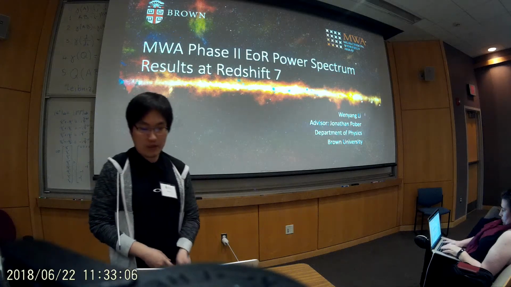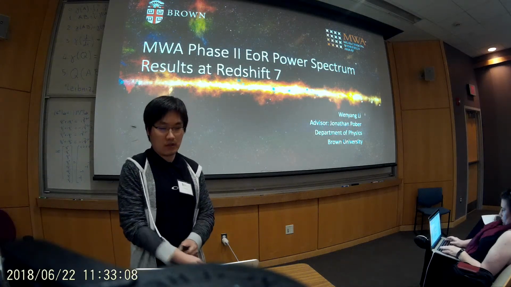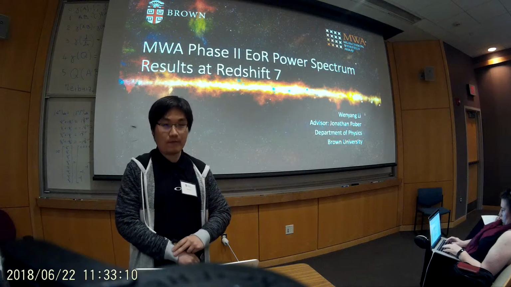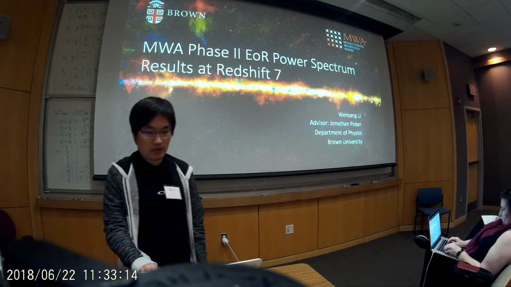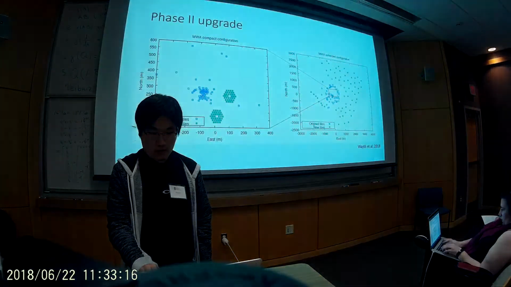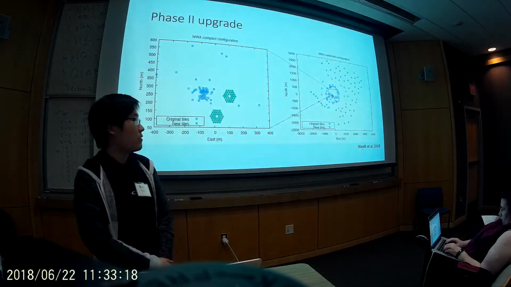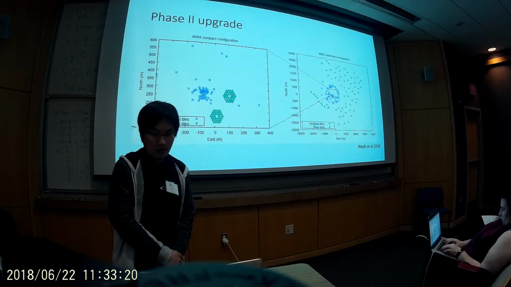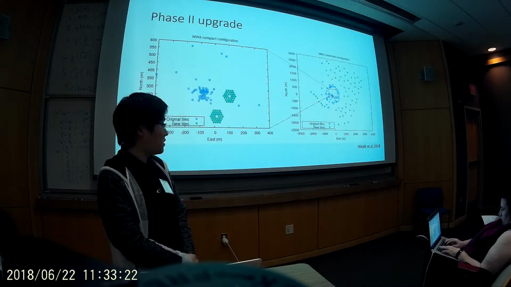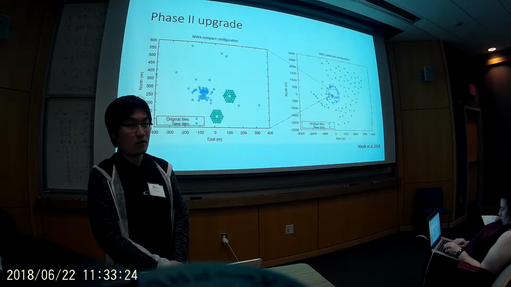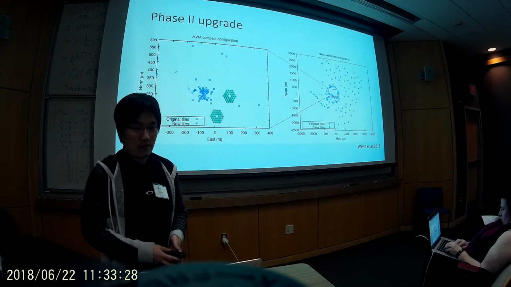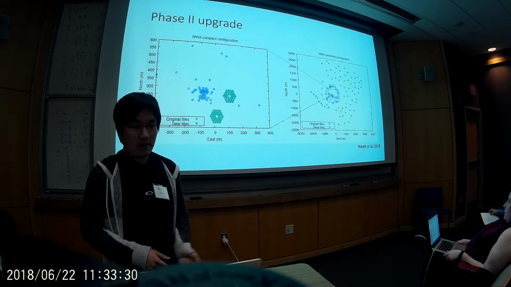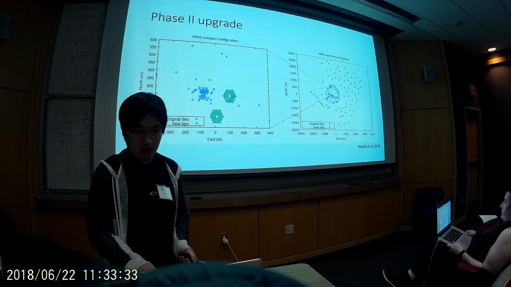Hi everyone, my name is Wenyang, and today I'm going to talk about my recent work on the MWA Phase 2 EOR power spectrum at Redshift 7. I'm working with the MWA Phase 2 compact array, which has improved power spectrum sensitivity and good imaging capability. The array is unique in that we can apply both sky-based calibration and redundant calibration.